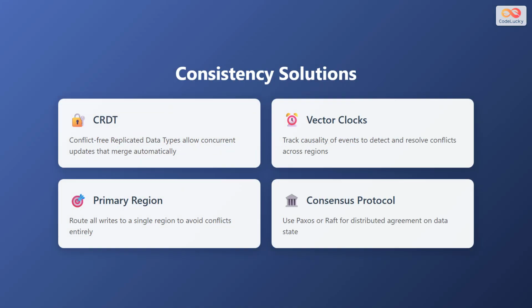Multi-region deployments face three main data consistency challenges. Network partition means regions might lose connection to each other. Eventual consistency means data updates take time to replicate across regions. Conflict resolution occurs when multiple regions update the same data simultaneously, creating conflicting versions. Choosing the right replication strategy is crucial for handling these challenges.